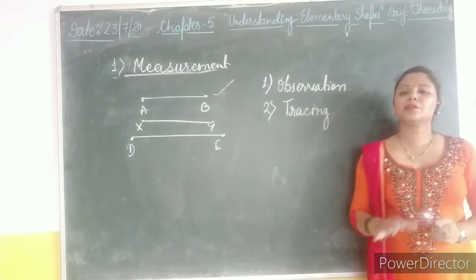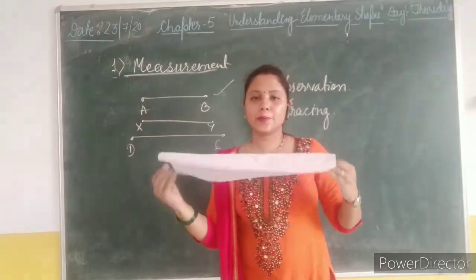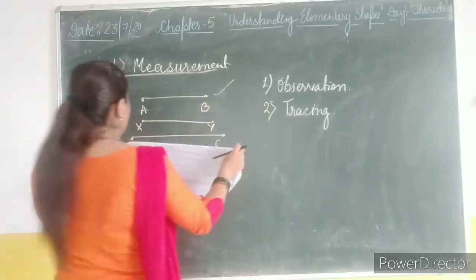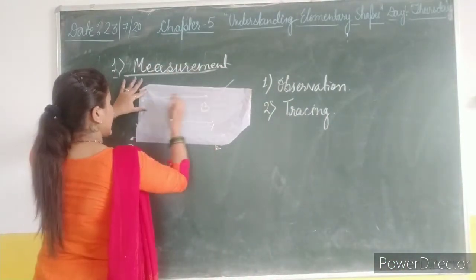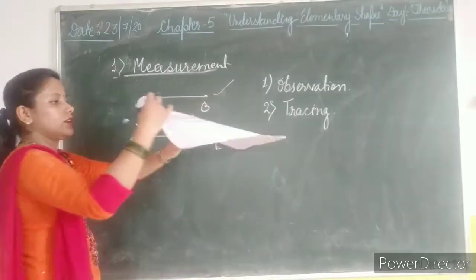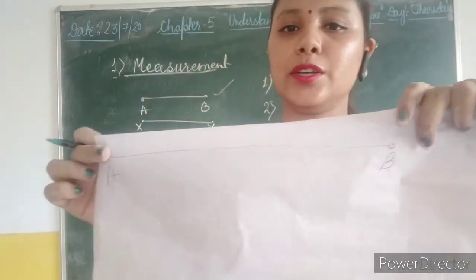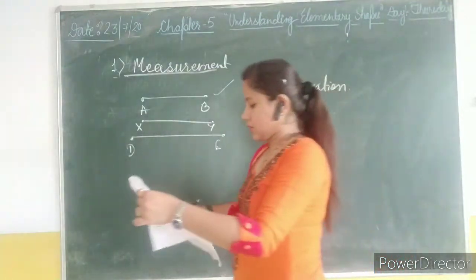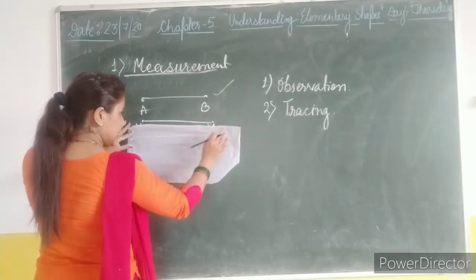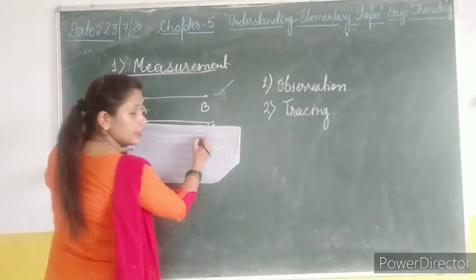By using the trace paper, we can compare two lines, which one is longer, which one is shorter. How? Let's check. Here I have a trace paper and I am going to trace one line on this paper. So here I am going to trace the line AB. So that is my line A and B. Now overlap this line AB on DE. So as you can see here, DE is greater than AB.